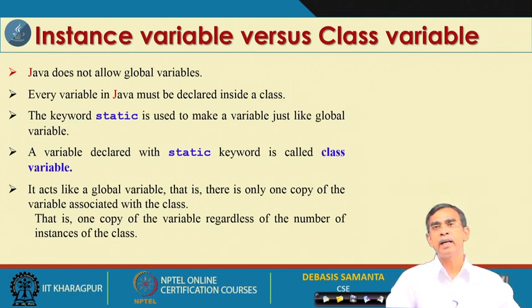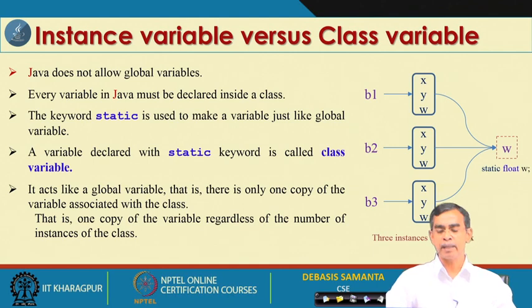If we declare a variable as static, the difference between this class variable and the instance variable is that an instance variable has its own local copy, whereas a class variable has the global copy. That means, for all instances of all objects belonging to a class, if it is a class variable, then it has only one copy, whereas variables declared as instance variables have different copies.